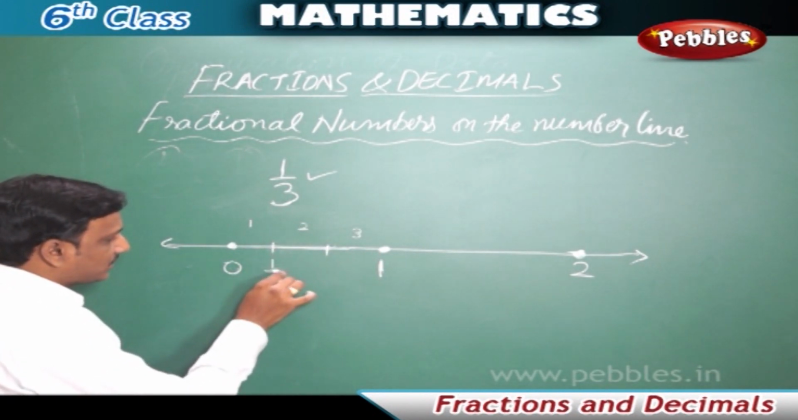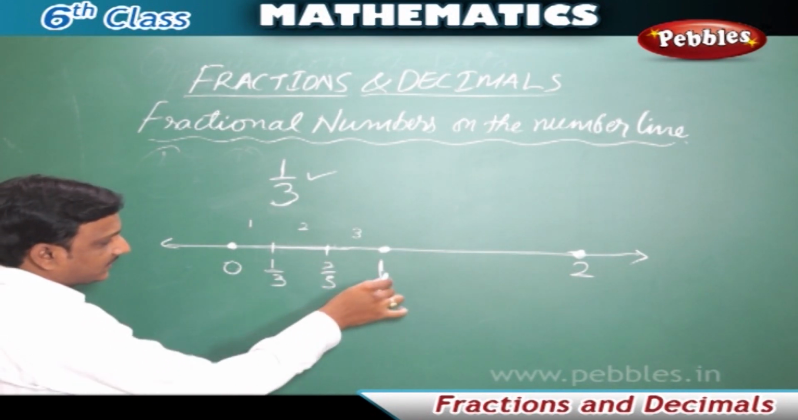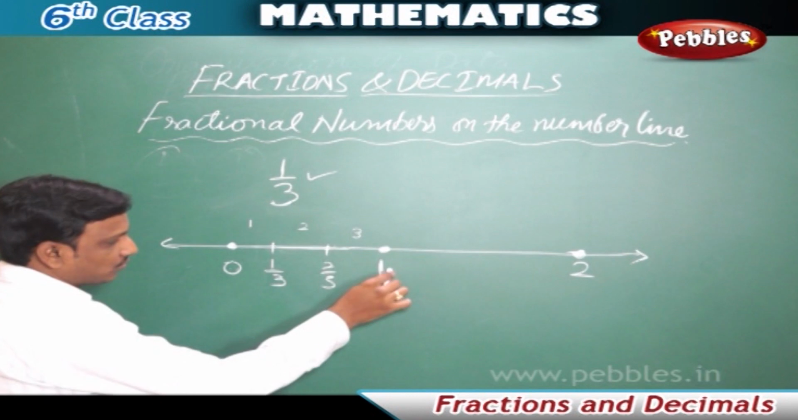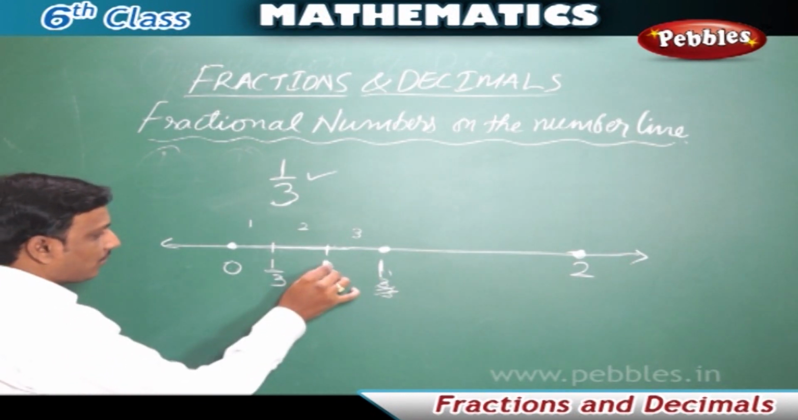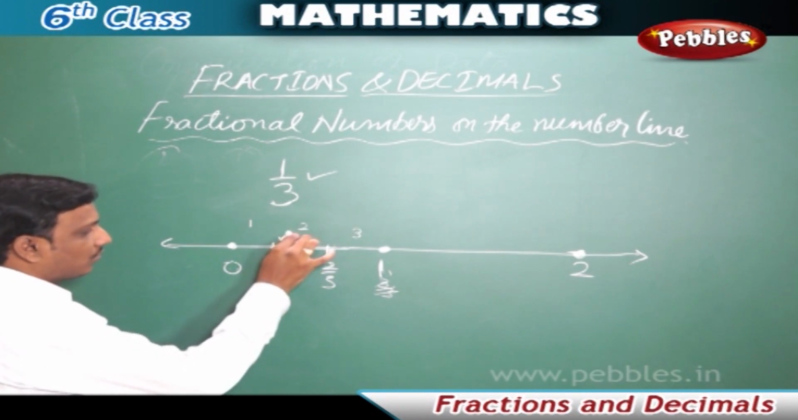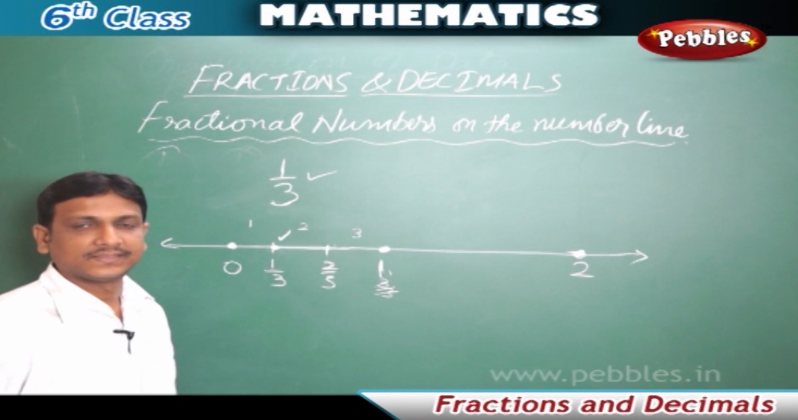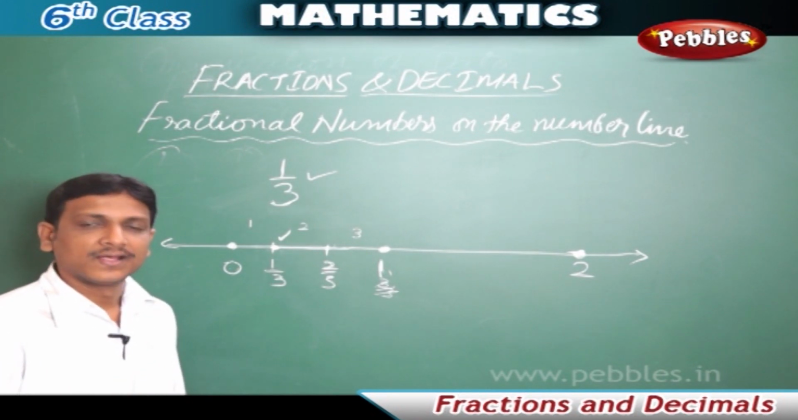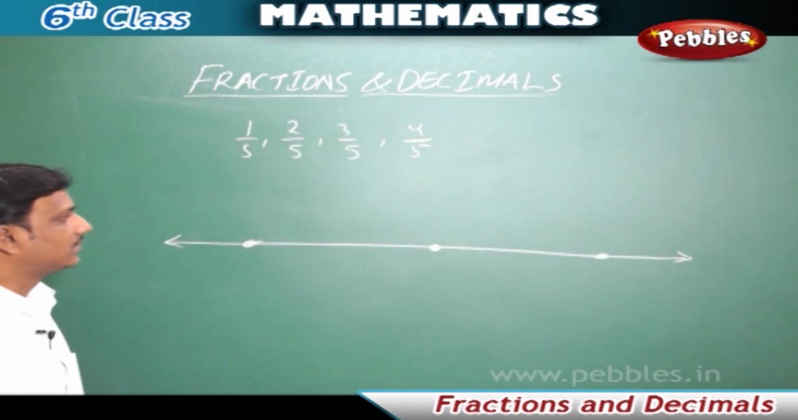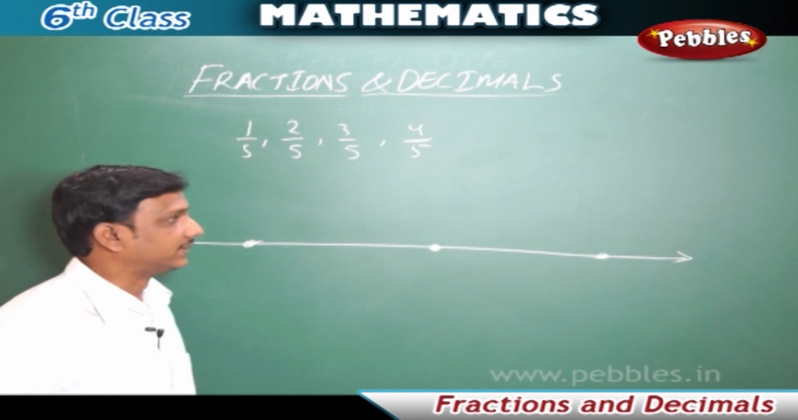So here we write 1 by 3. And here we write 2 by 3. This is 3 by 3, means 1. So this is 1 by 3. In this way, we can mark fractions on a number line. Let us see one more example of representing a fraction on a number line.